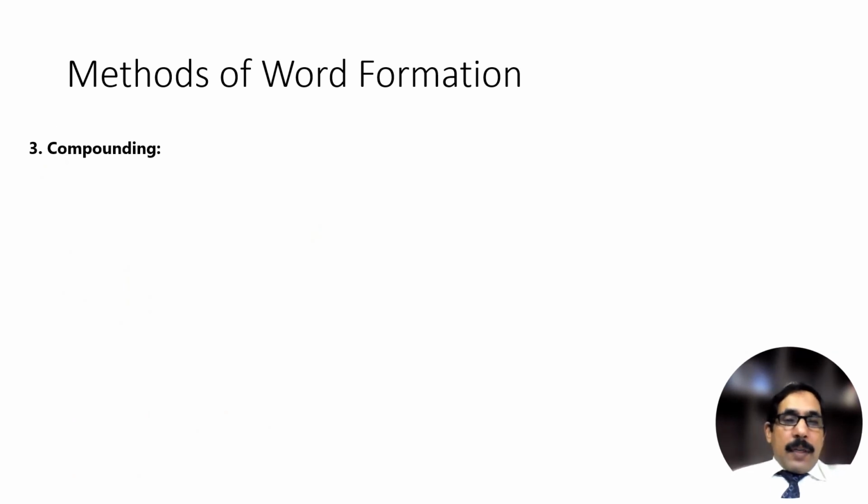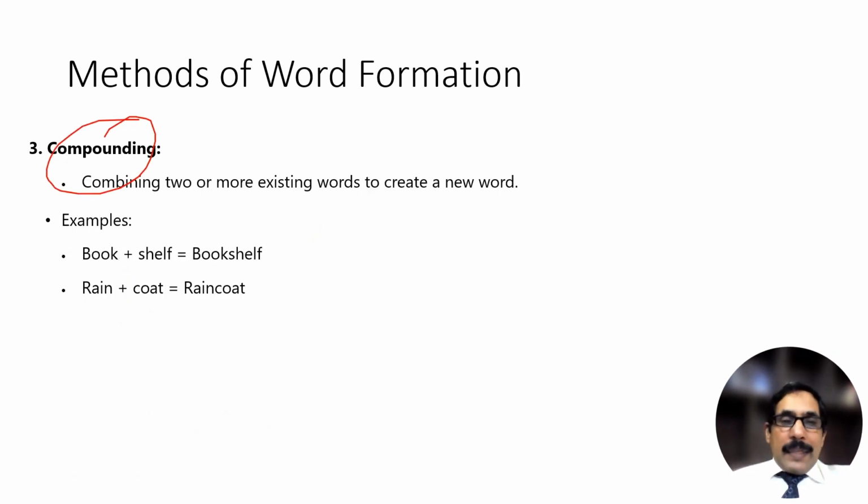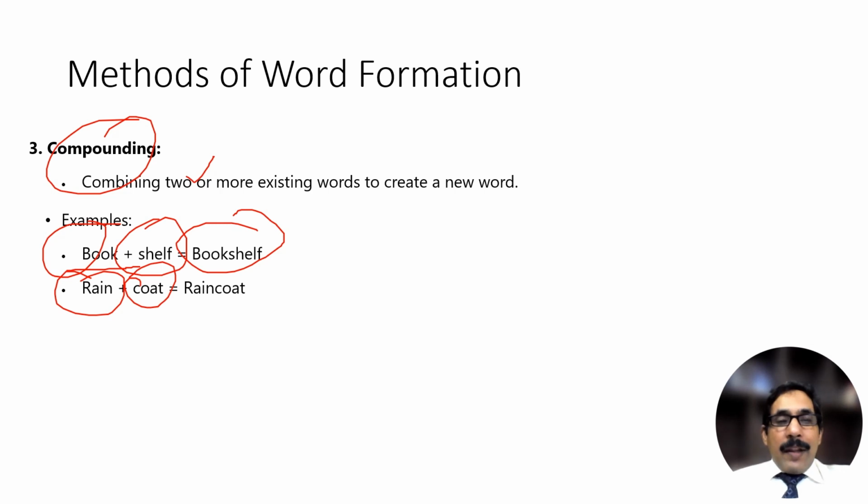Next one is compounding. As you know, compound means mixing, combining two or more existing words to create a new word. For example, book and shelf. When we join book and shelf, it becomes bookshelf. Similarly, rain and coat make raincoat. So these are new words. This method is called compounding.